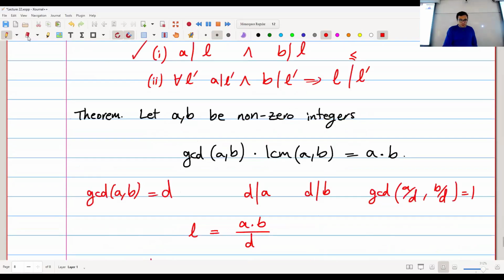Oh, I forgot something, sorry. I need an absolute value right here because A times B can be negative. So let A and B be positive integers, let's say. Then for the negative ones, you just take absolute value.